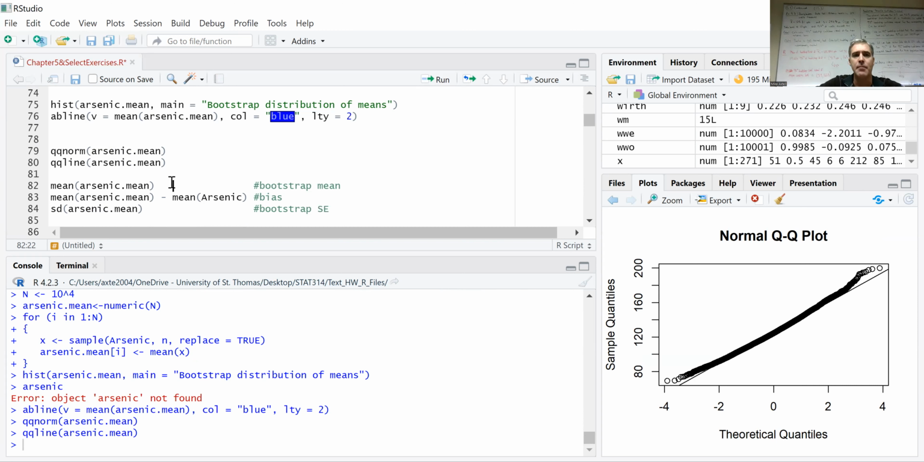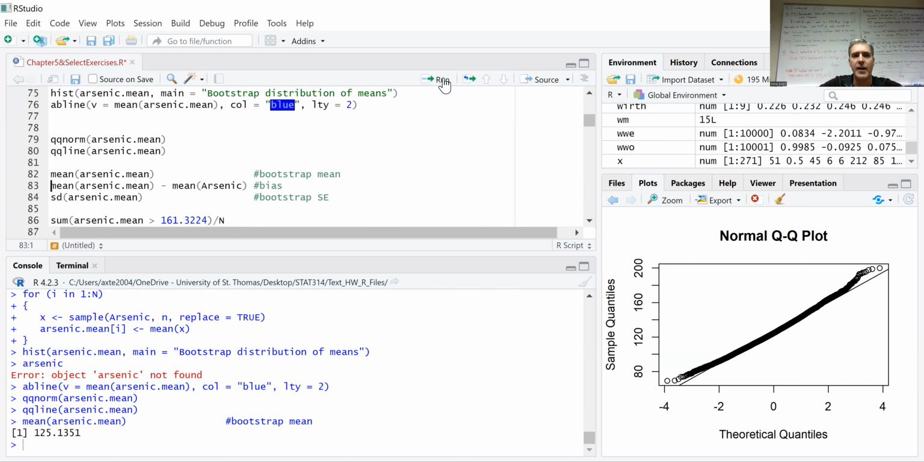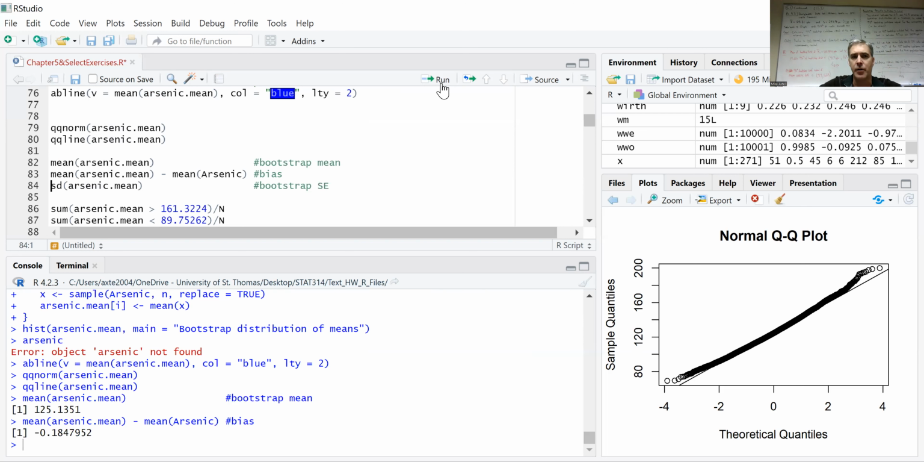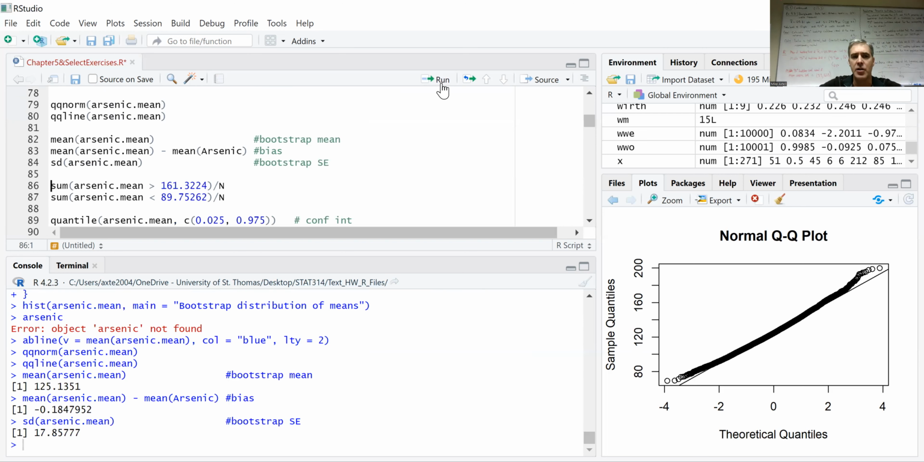I'm going to calculate the mean of my bootstrap distribution, and I get 125.135. I'm going to take the bias, which I haven't defined yet, but it's the mean of the bootstrap distribution minus the mean of the sample. So that's what's happening in line 83. The mean of the bootstrap distribution is mean arsenic.mean. The original sample is arsenic, so I'm going to subtract mean of arsenic, and I get something very close to 0. And there's the standard deviation of 17.86, slightly different than on the board, but pretty much the same.